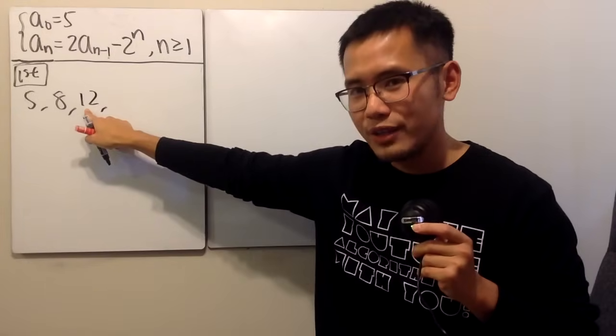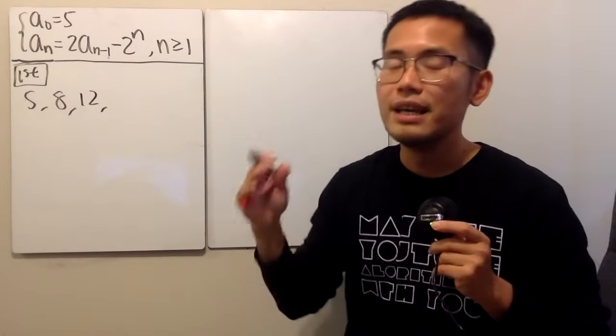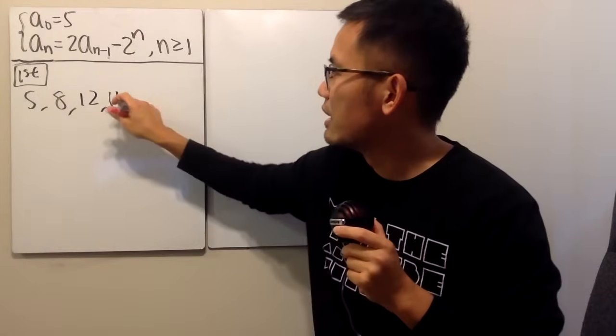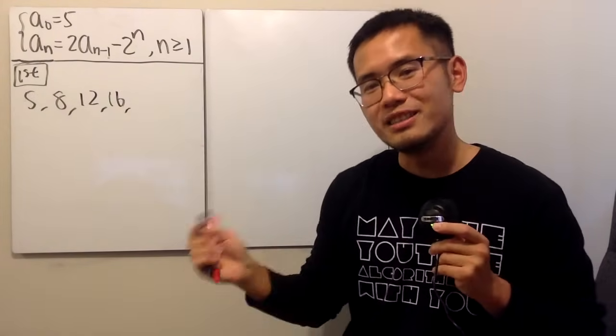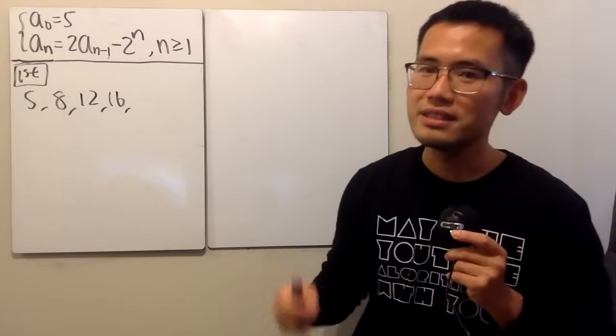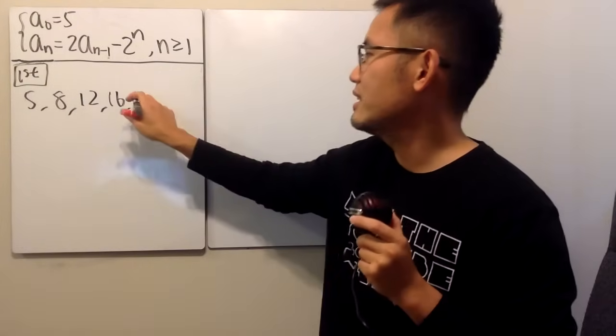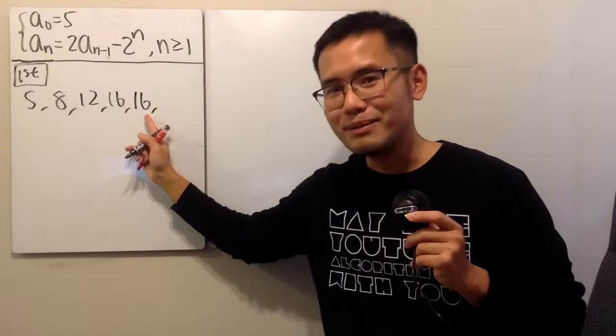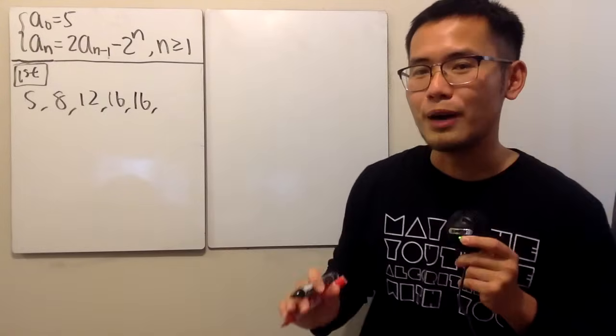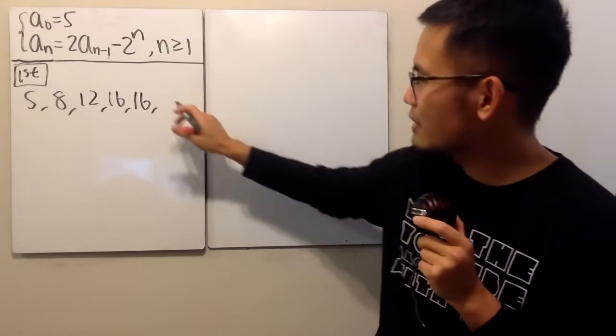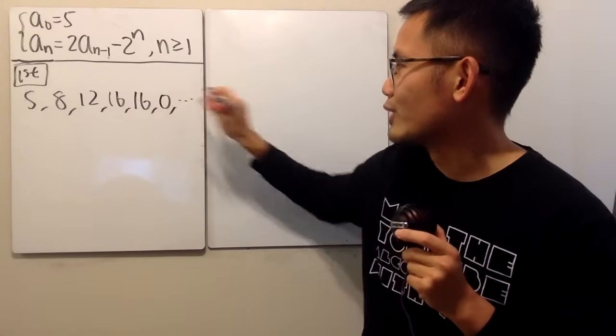2 times 12 is 24, minus 2 to the third power, which is 8. 24 minus 8 is 16. And then 2 times 16 is 32, minus 2 to the fourth power, which is 16. 32 minus 16 is 16. And then 2 times 16 is 32, minus 2 to the fifth power, which is 32. 32 minus 32, of course, that will be 0, and then so on, so on.